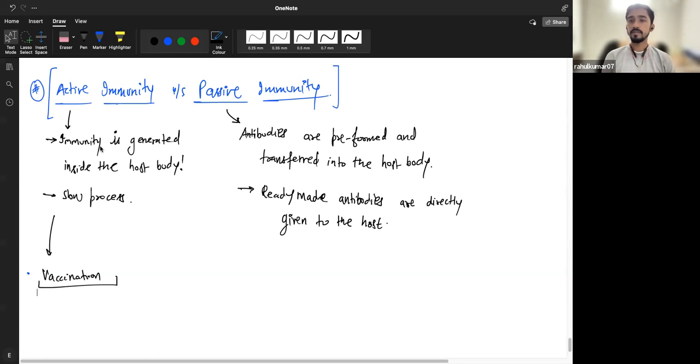So what we are doing is giving the body a dead pathogen. That pathogen will not do anything to the body, but our immune system will get the time to generate a response against it, to look at it and treat it as a pathogen, figure out how to kill it, what antibodies to make, and so on. The body will take its own sweet time doing that and generate a response, make antibodies. Because antibodies are being formed in our own system, we call it active immunity. Is it clear?